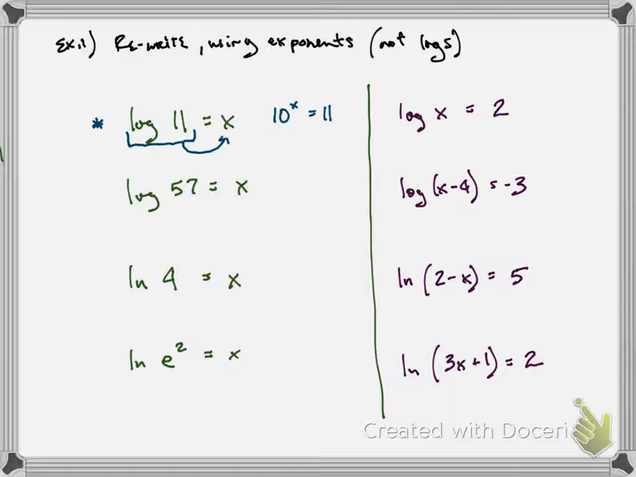Now, generally speaking, that 10 will not be written, but I like to point out that often unwritten base, raised to this power. Remember, this is an exponent. The log of a number is an exponent, so x is the exponent. 10 raised to this power is equal to whatever falls here. So 10 to the x is equal to 11 is an equivalent statement to saying the log base 10 of 11 equals x, or the log of 11 equals x. Maybe pause the video and try these other three.